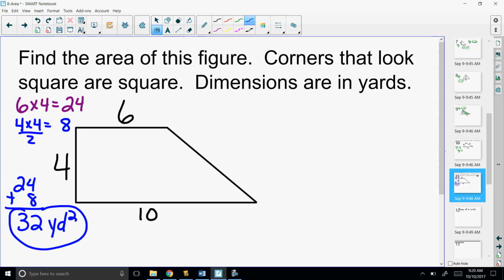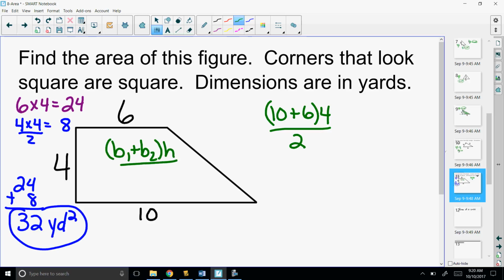I best write that down here somewhere. 10 plus 6 times 4 divided by 2. Does that make sense to anybody? So you're telling me what? You said it's base 1 plus base 2 times the height divided by 2.